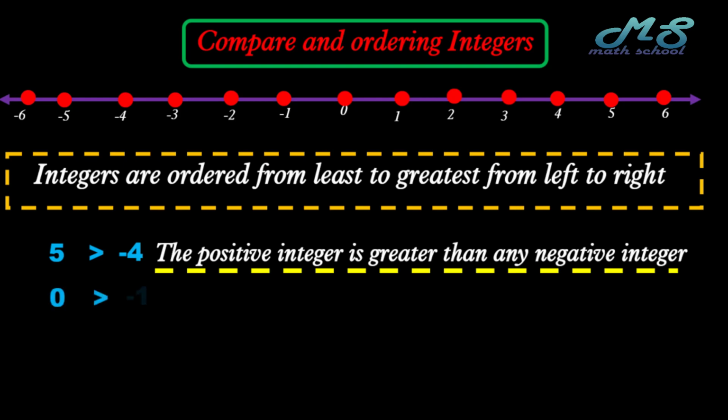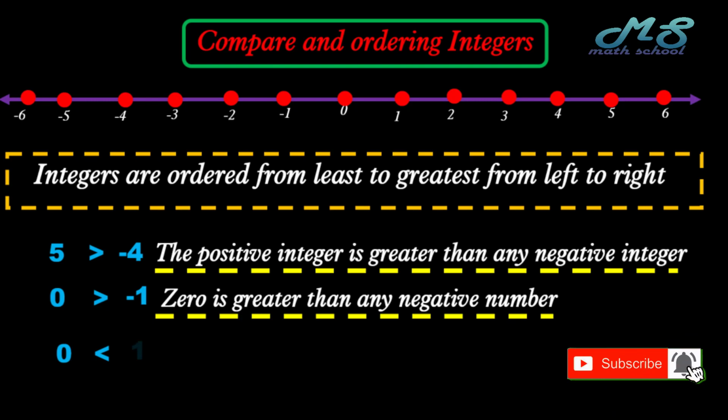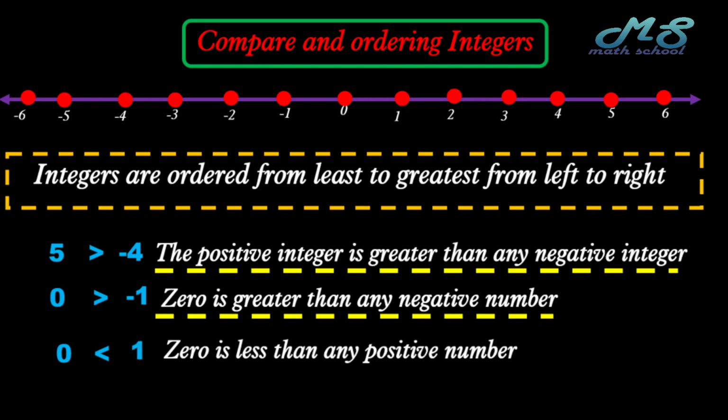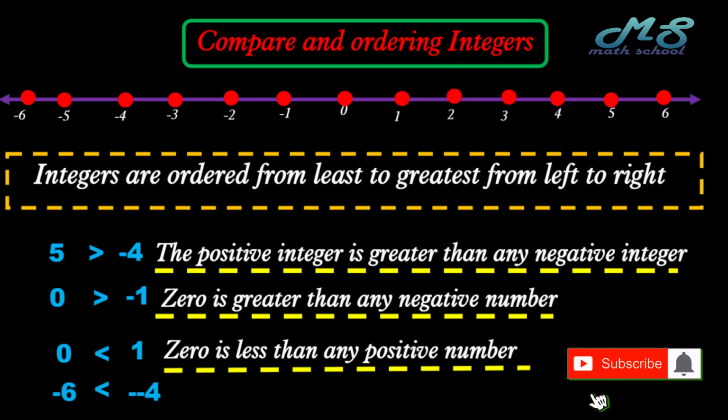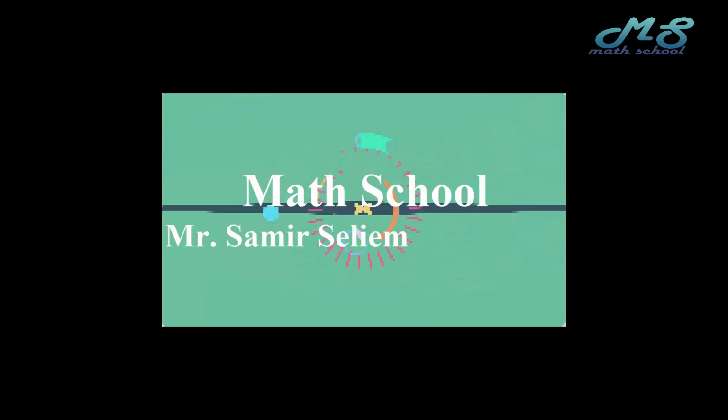Next, 0 is greater than negative 1. We can say generally that 0 is greater than any negative integer. We can say that 0 is less than 1. Generally, 0 is less than any positive integer. But negative 6 is less than negative 4. Why, guys? We studied before, because negative 6 is lying at the left of negative 4, or negative 6 is before negative 4 on the number line. So we can say that negative 6 is less than negative 4.